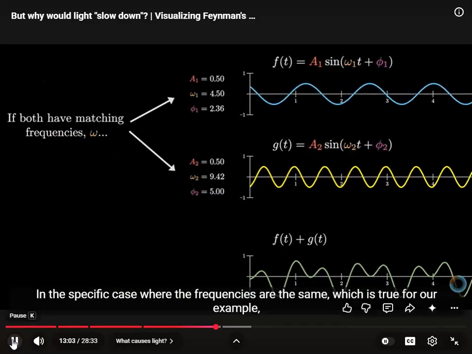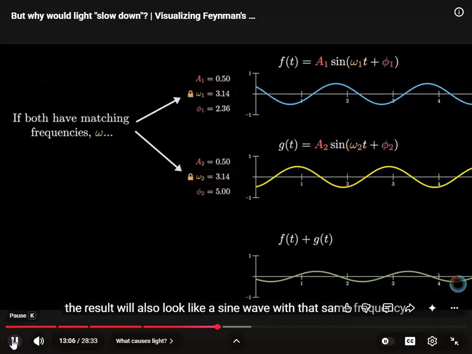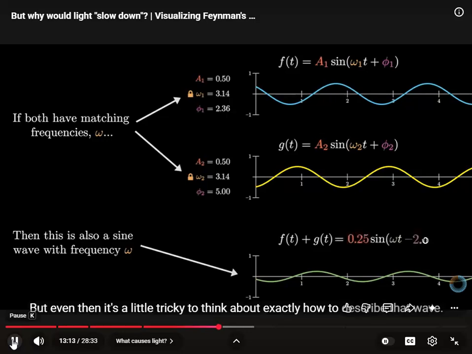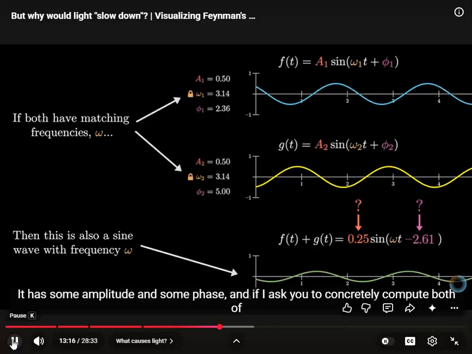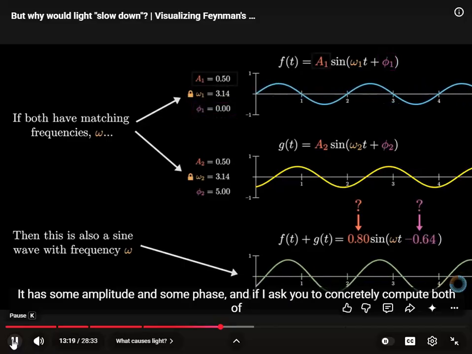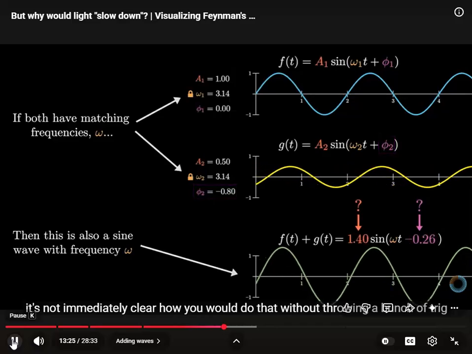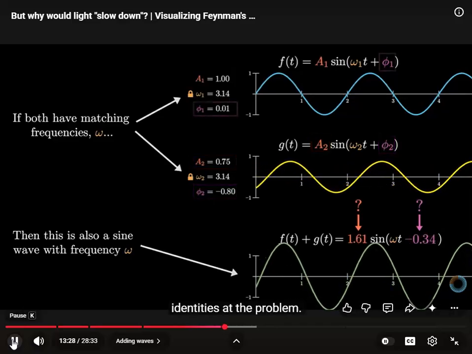In the specific case where the frequencies are the same, which is true for our example, the result will also look like a sine wave with that same frequency. But even then, it's a little tricky to think about exactly how to describe that wave. It has some amplitude and some phase, and if I ask you to concretely compute both of those numbers based on the amplitudes and phases of the initial waves, it's not immediately clear how you would do that without maybe throwing a bunch of trig identities at the problem.